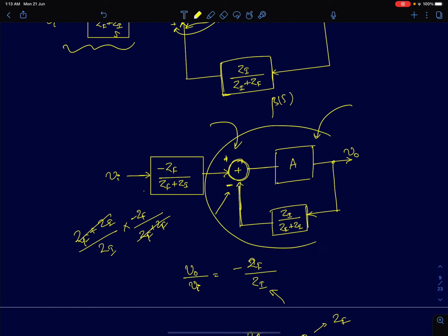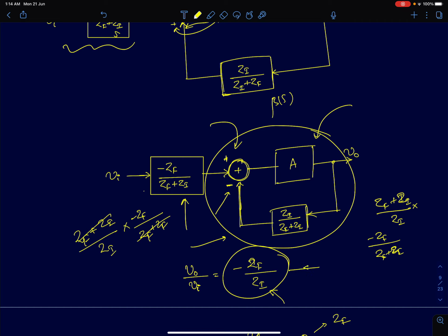We know this part can be immediately reduced. We can recognize it's a negative feedback amplifier. 1 by beta of S will be the transfer function, so it will be Zf plus Zi upon Zi, multiplied with the input transfer function, which will be minus of Zf by Zf plus Zi. So you will directly get minus of Zf by Zi. So it's a slightly more complicated way of looking at it, but this is a block diagram representation of an inverting amplifier configuration.